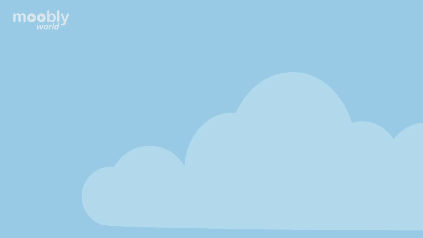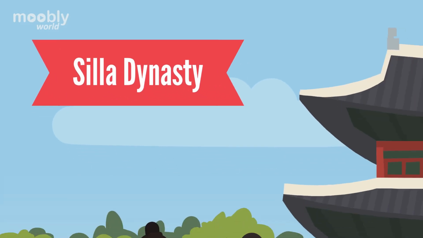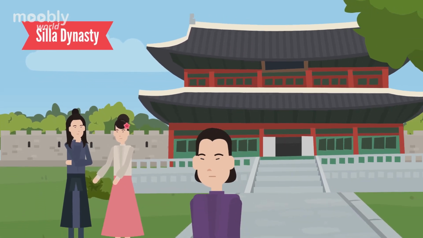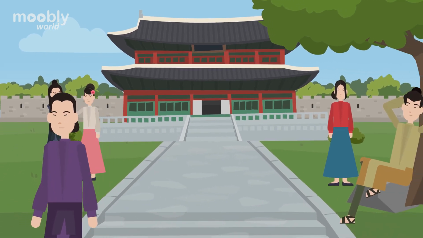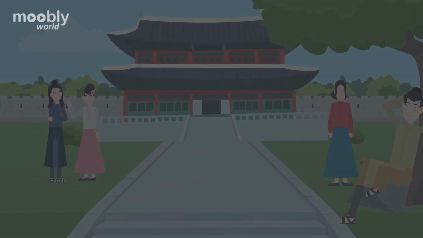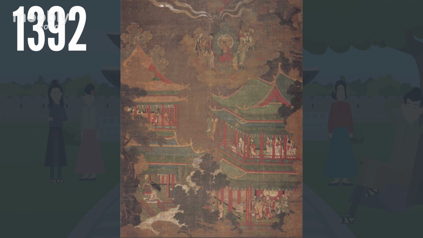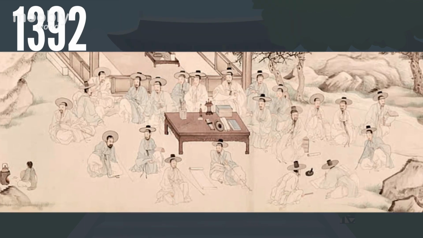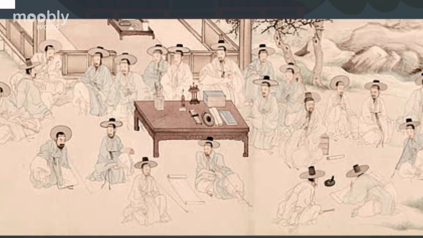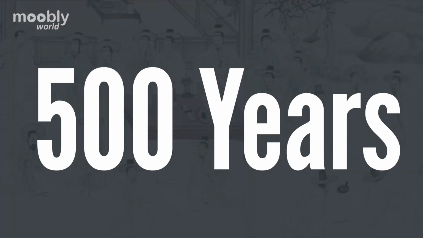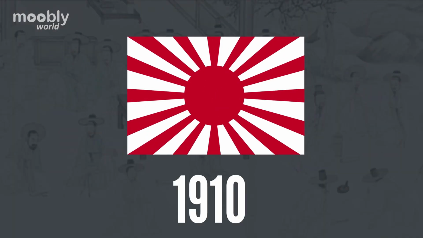The unity of the whole Korea started in the 7th century under the Silla dynasty. In the following decades, other dynasties took hold of the country. In 1392, the Joseon dynasty took over the whole Korea peninsula after the fall of the Goryeo dynasty. They led the country for 500 years until the Japanese took over Korea in 1910. But how did it happen?